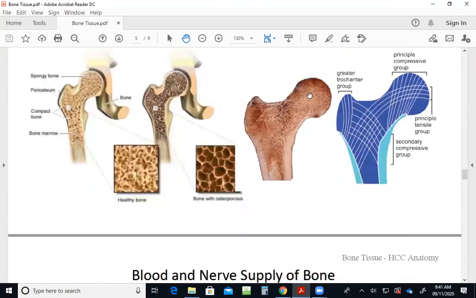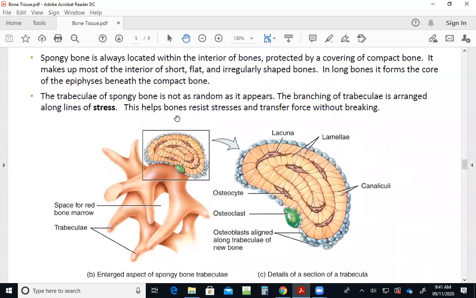Down here at the bottom, we show the very proximal end of what we call our femur bone, your big thigh bone, the biggest, strongest bone. You can see there's a lot of spongy bone there. This would be right up by the hip. Over here on the right, we show that the trabeculae actually align themselves, even though it looks random, in a specific manner to maximize the strength of the bone, which is very important because that helps resist stress and transfer force without breaking.